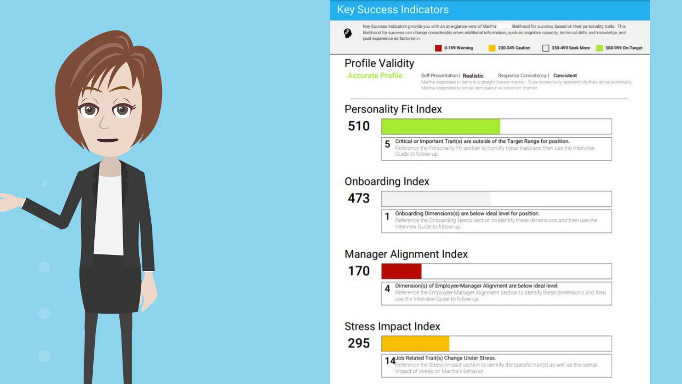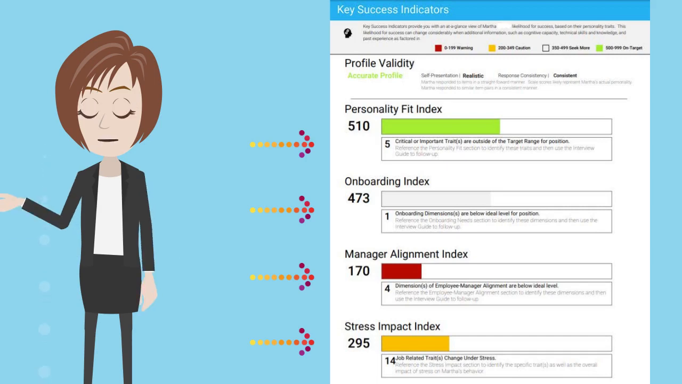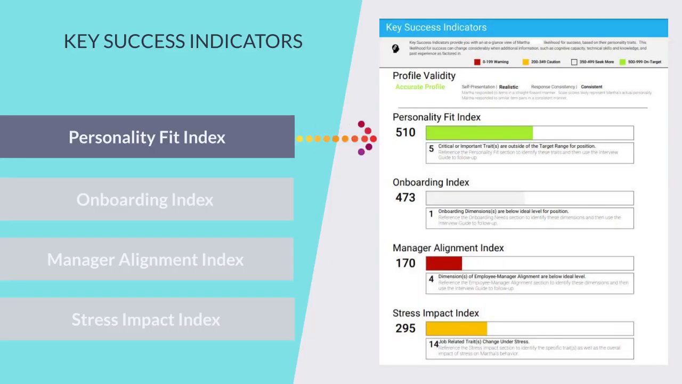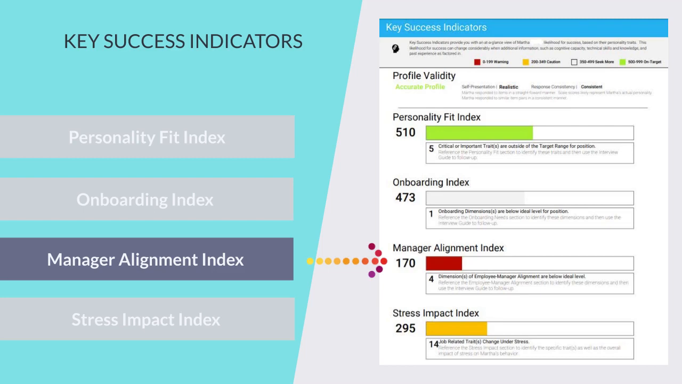Underneath the Profile Validity section are the remaining screening indices. An important note, no one index is more important than the other, and each one gets a different area of focus and are measured with equal weight. If you have more time to drill down, you can look at each section and the remainder of the report. But first, let's dig into what each index represents. The Personality Fit Index is determined by comparing the candidate's personality against the job-relevant traits of the position. The Onboarding Success Index provides insight into what areas of the job transition the new employee may need additional support. The Manager Alignment Index provides information about how effective the employee-leader relationship is likely to be.